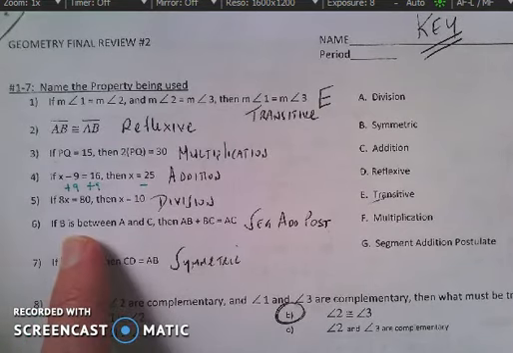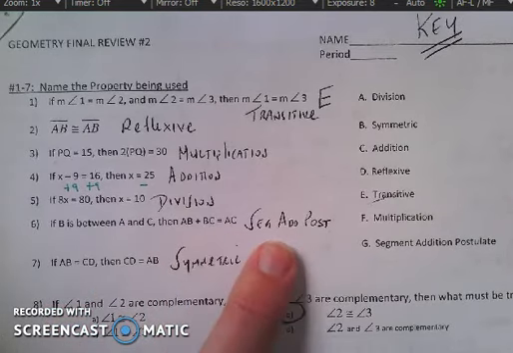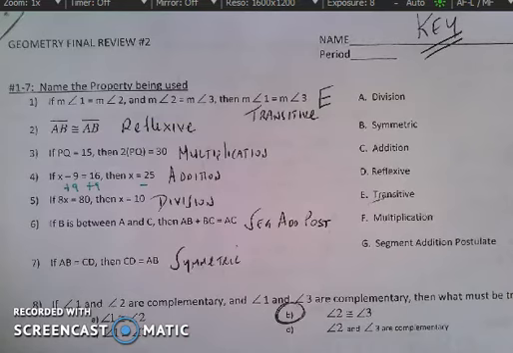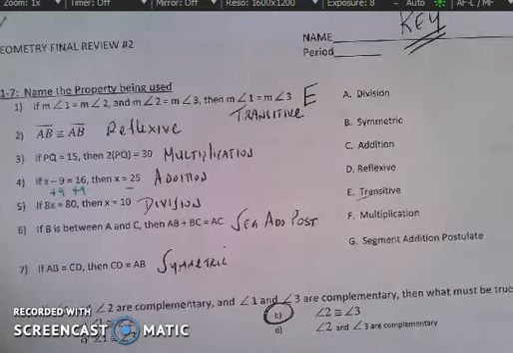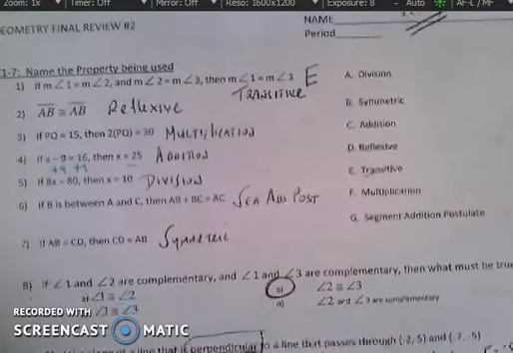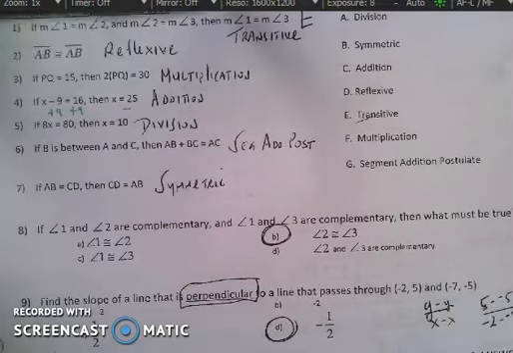This is saying basically if B is between A and C, then AB plus BC would equal AC, so that's segment addition postulate. We have here symmetric property, and those are the first 7. Okay, moving our way down the paper.